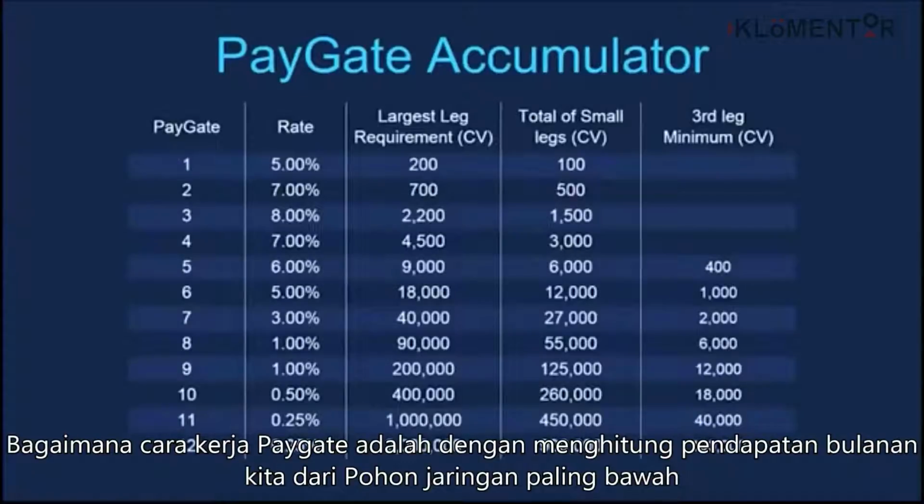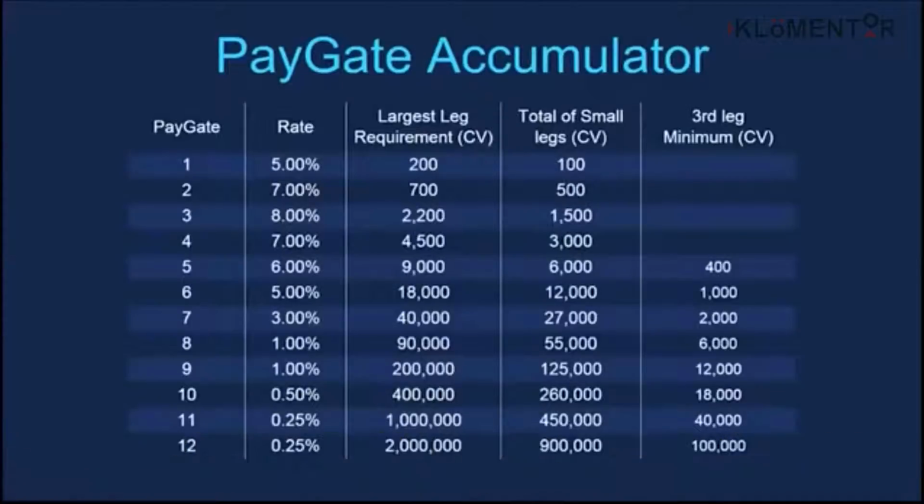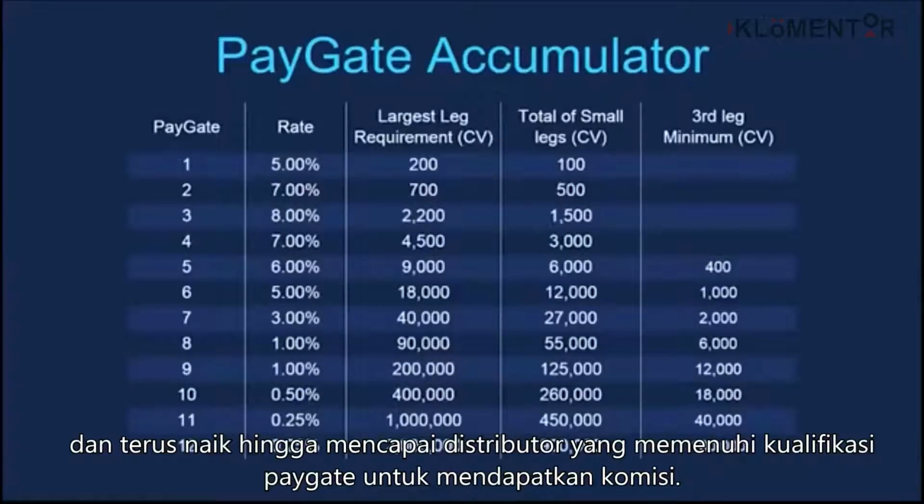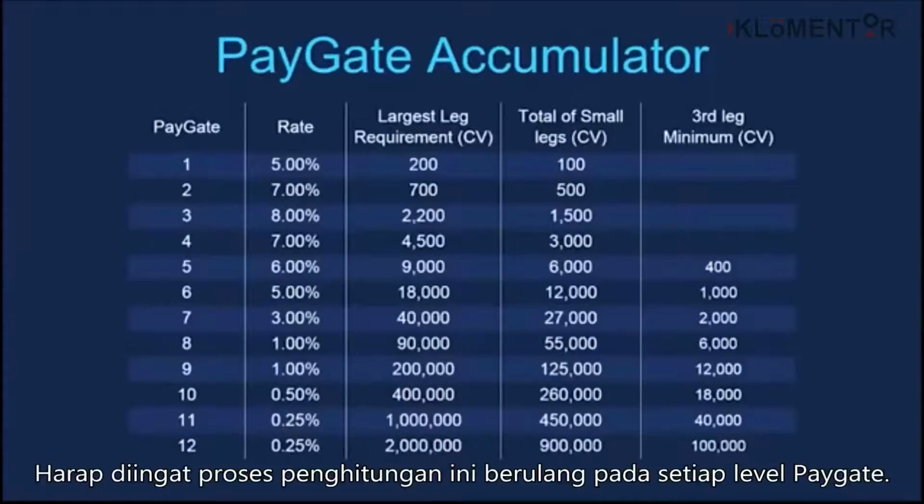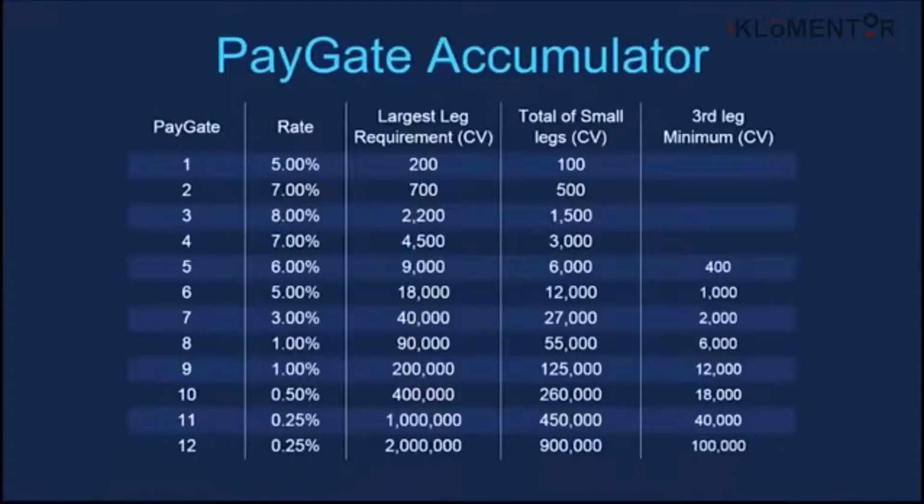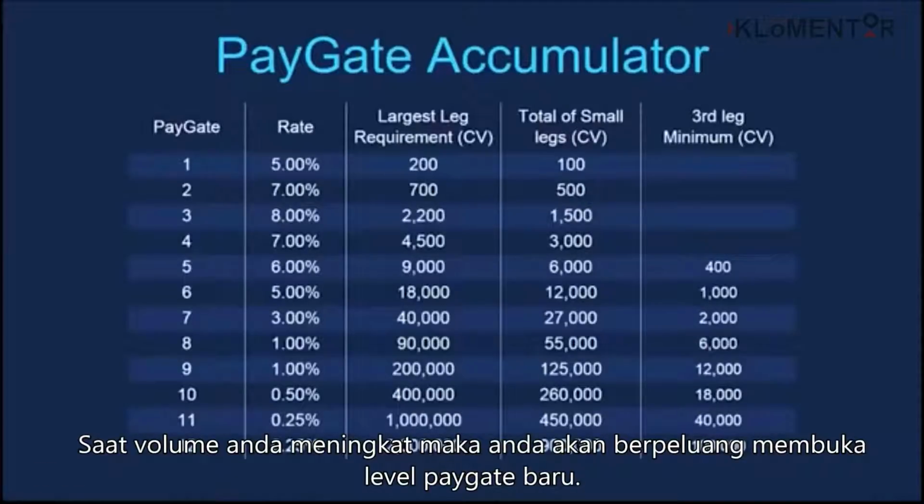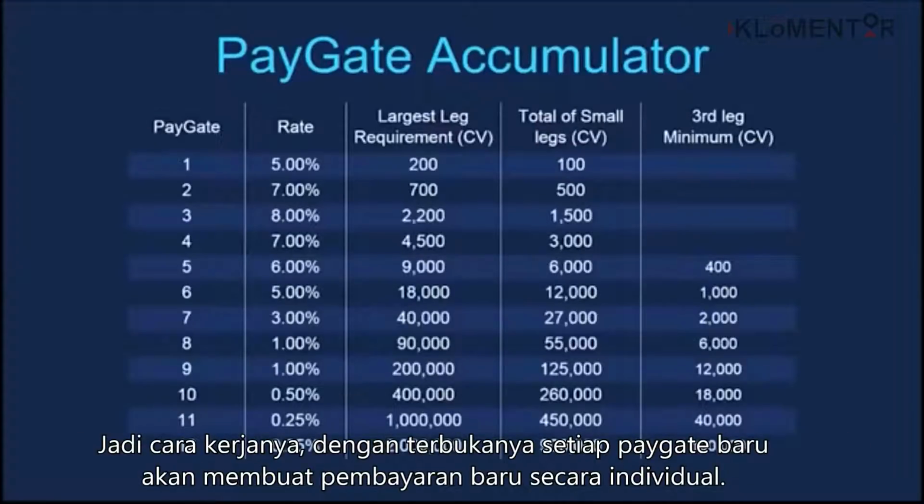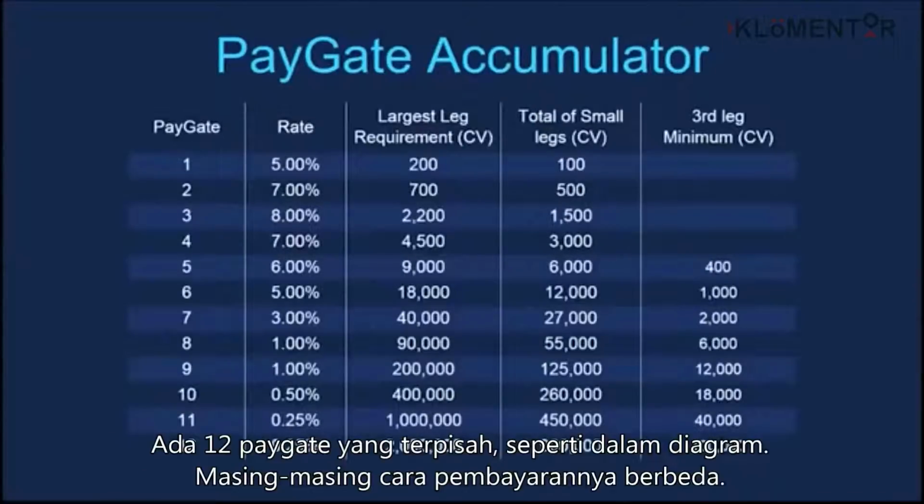Now, how the Paygate Accumulator works is it calculates residual income monthly by starting at the bottom of your placement tree, and it accumulates volume flowing upward until it reaches a distributor with a qualifying Paygate where it pays out the earned commission. Now remember, this process is repeated for all Paygate levels, and as your volume increases, you have the opportunity to qualify for new Paygates. So with each additional Paygate you qualify for, it's going to create additional residual payout for you. There are 12 separate Paygates.